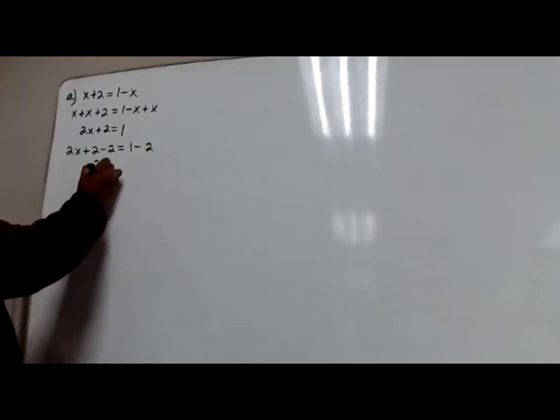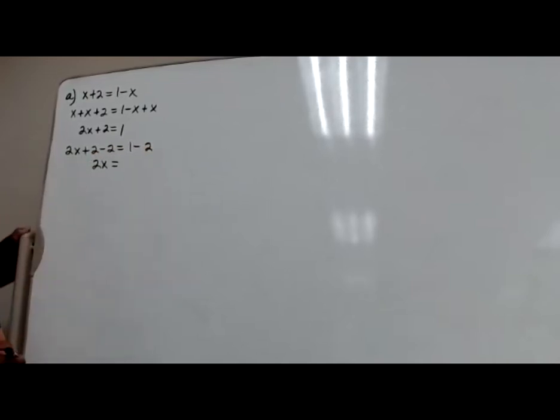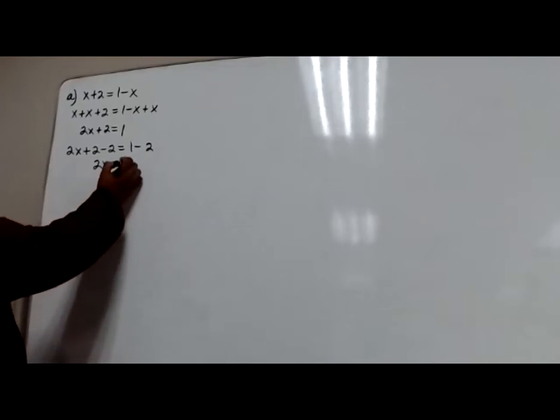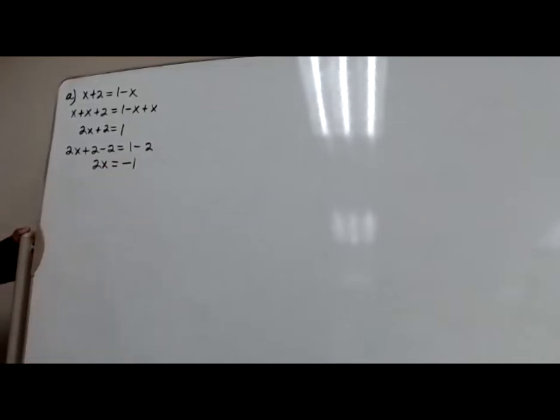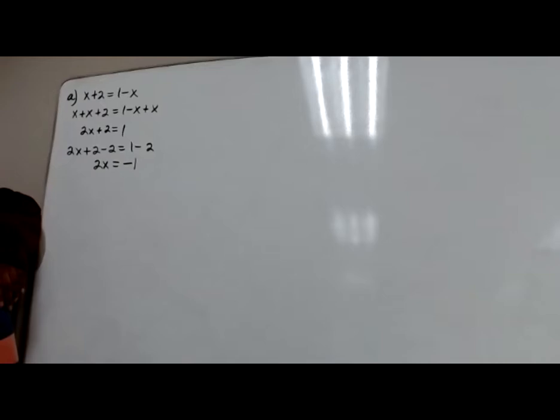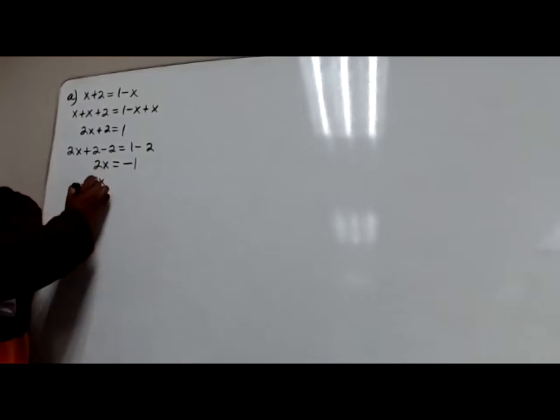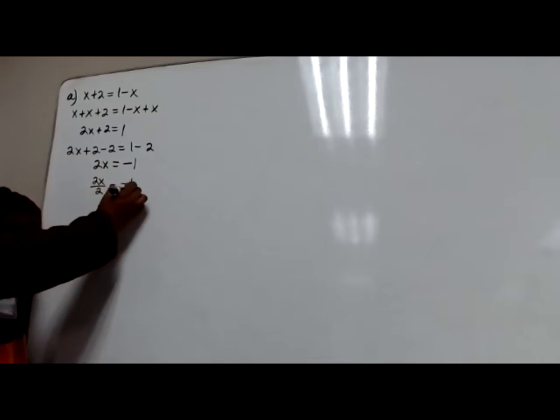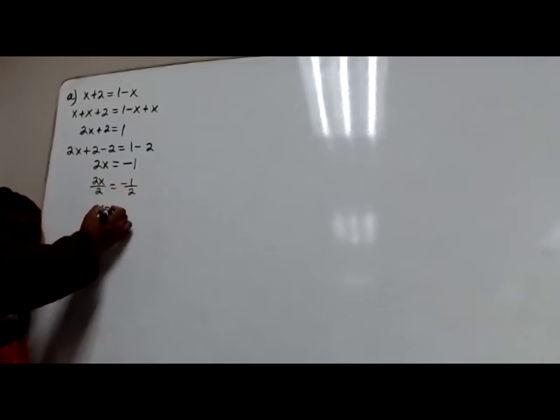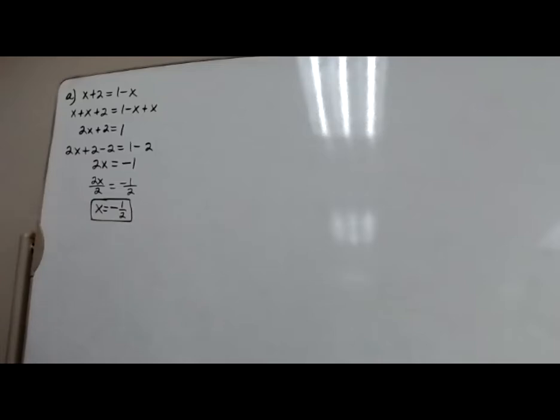So I'll just have 2x, and that's equal to 1 minus 2, negative 1. Yeah, it's okay to have negatives in here. And then 2x equals negative 1 means I need to do what? Divide by 2 on both sides. X has to be equal to, leave it as negative 1/2, and that would be the answer to that problem. X equals negative 1/2. All right, questions on part A?